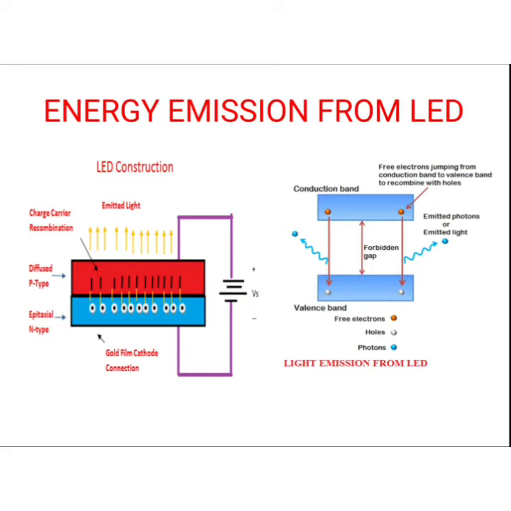Materials like gallium arsenide and gallium phosphide are used. We'll see the combinations in further slides. Based on these materials, the recombination releases energy in the form of light. It's just like a PN junction, but the materials we select differ.